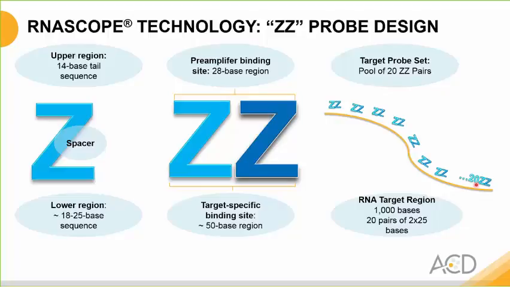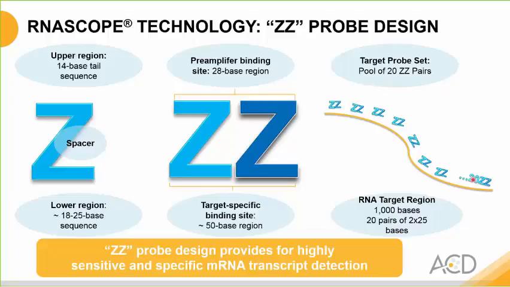The target probe is designed using very well-established bioinformatic tools to provide for an assay which we guarantee will be single target specific. This double Z probe design is really the foundation for the highly sensitive and specific messenger RNA detection that is one of the hallmarks of the technology.